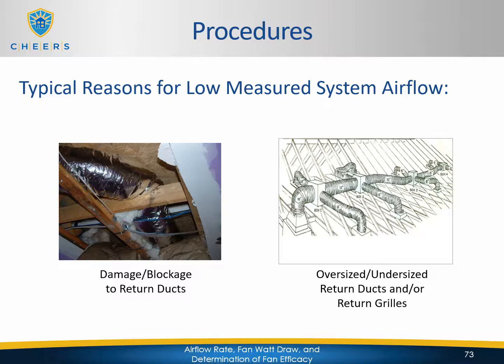And also oversized or undersized return ducts and/or return grills. So this is really just a design item. If there was a problem with the way the system was designed in regards to undersized or oversized return ducts or grills, there's not much that you can do. Nonetheless, if the system fails, the system fails.